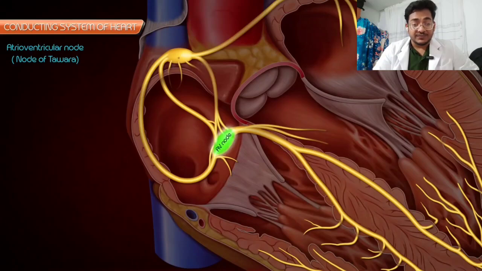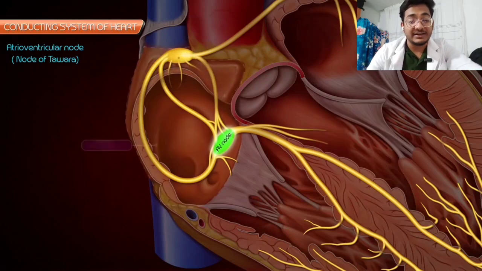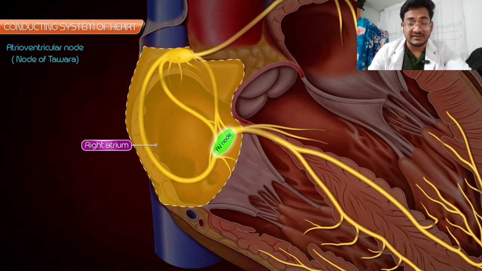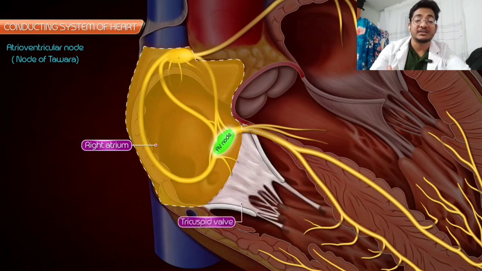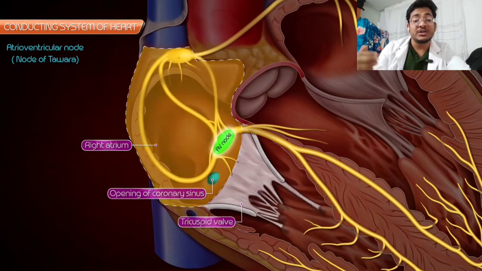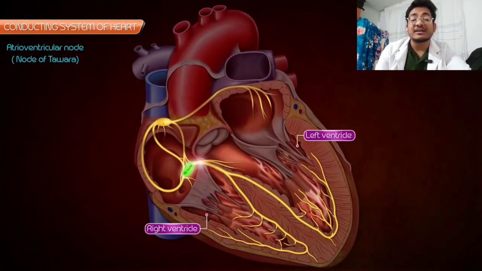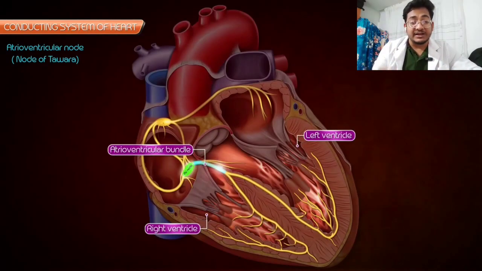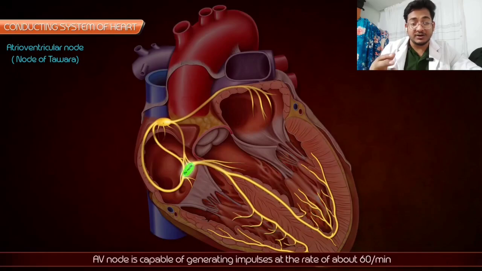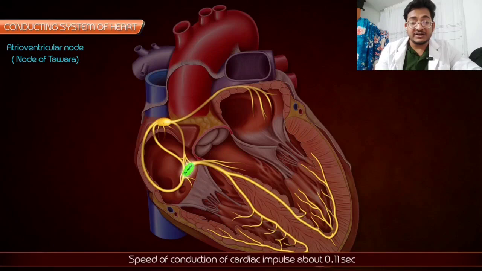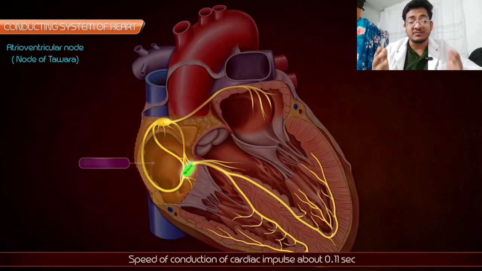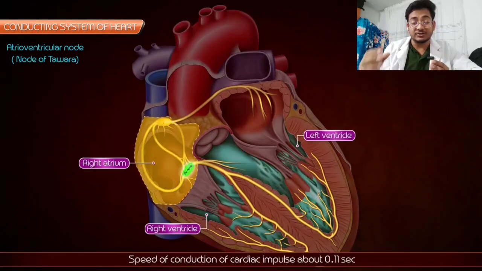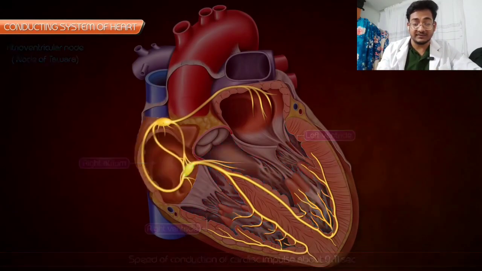Atrioventricular node is also known as node of Tawara. It is smaller than the SA node and it is located at the lower part of the atrial septum, just above the attachment of the septal cusp of the tricuspid valve or opening of the coronary sinus. It conducts the cardiac impulse to the ventricle by the atrioventricular bundle. The AV node is capable of generating impulses at the rate of about 60 per minute. The delay of conduction of the cardiac impulse, which is about 0.11 seconds, provides sufficient time to the atria to empty their blood into the ventricle before ventricles start contracting.